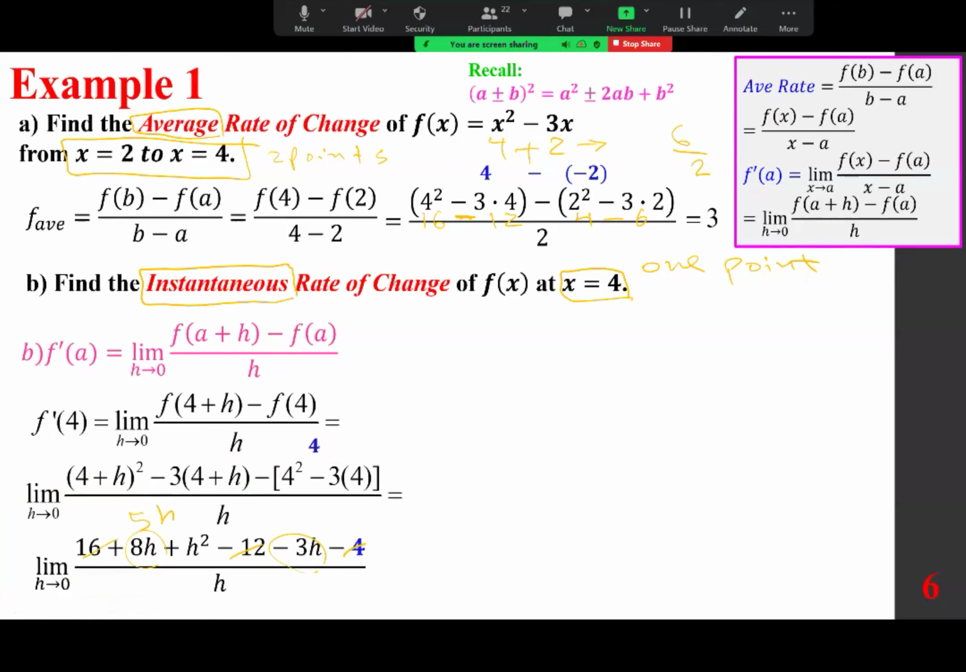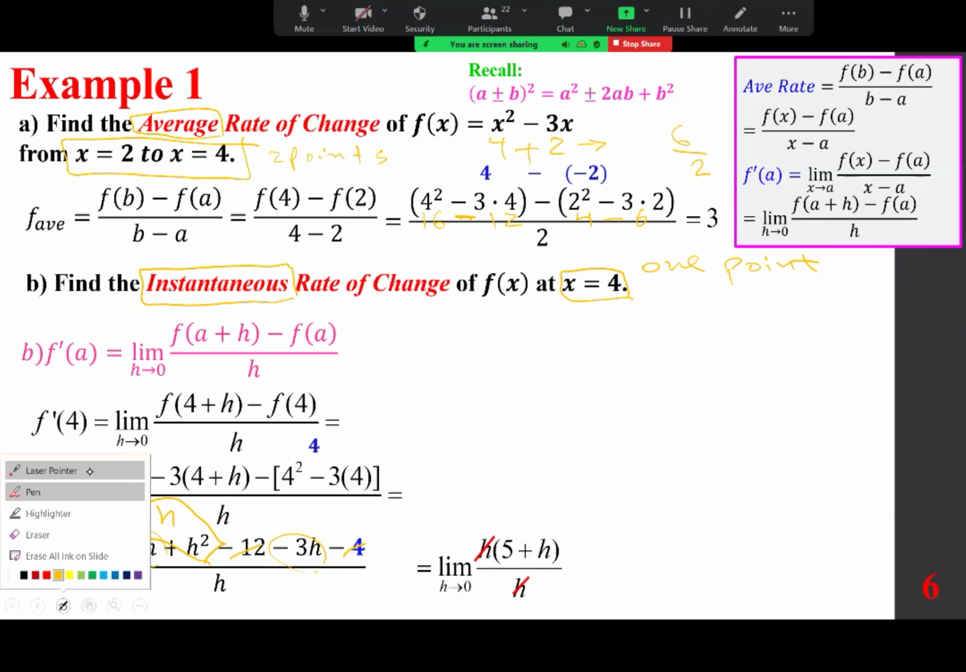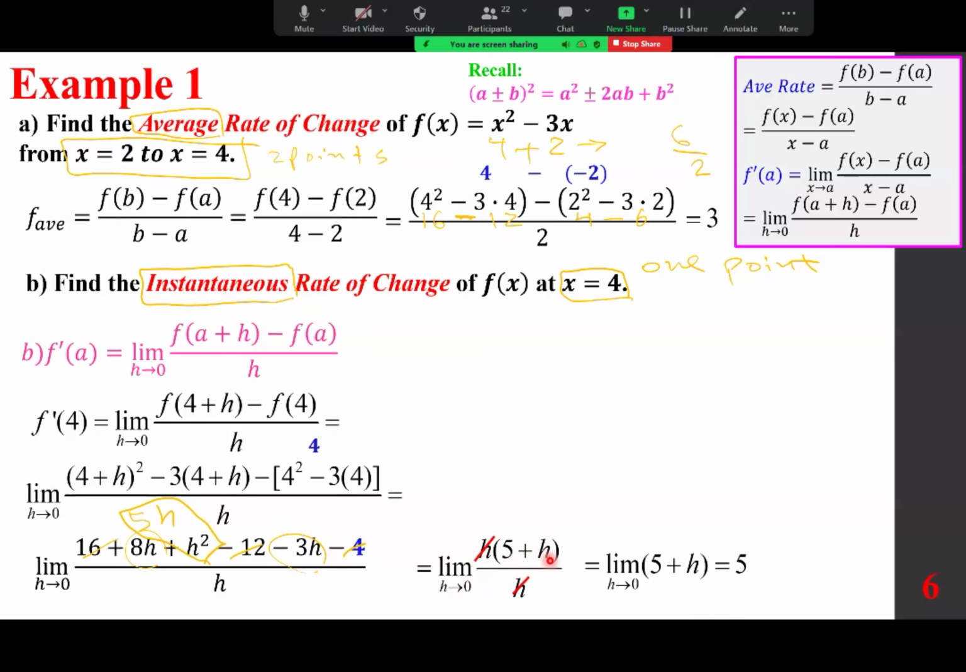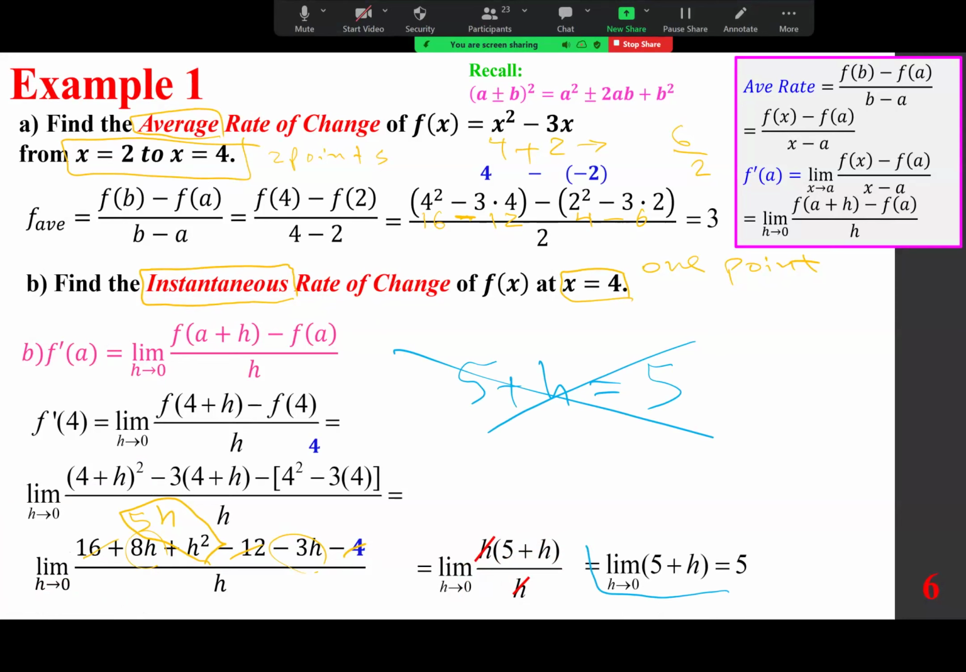We get 5h plus h squared, so we factor out the h. We can drop the h. Now, it is important to know that we don't have 5 plus h. We have the limit of 5 plus h as h approaches 0, so you can replace it. Please understand, you don't want to write 5 plus h equals 5, which is a wrong statement, okay? Because it's not. But the limit of 5 plus h as h approaches 0 is 5, which is a correct statement. Don't mix them up.